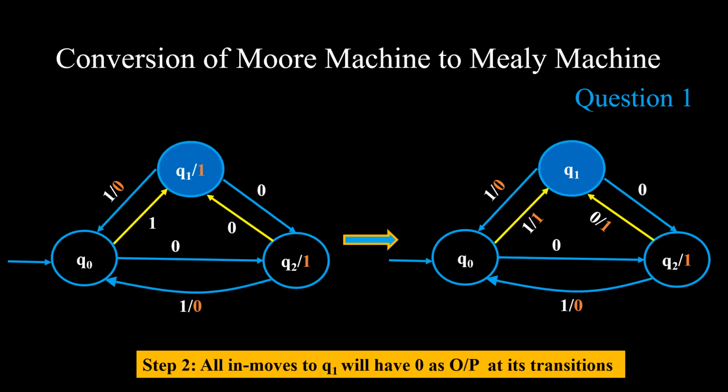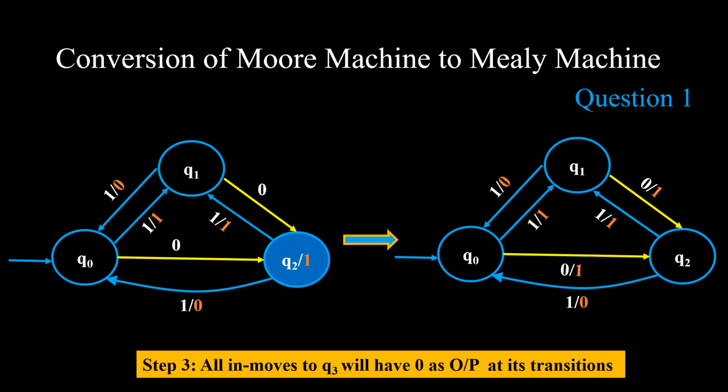Next we go to Q1 state. In Q1 state we have 1. There are 2 in moves corresponding to Q1 state. We will identify those 2 in moves, and what we will do, we will just take away 1 from the Q1 state and we will put this 1 on the in moves. So first 1, 1, second is 0, 1.